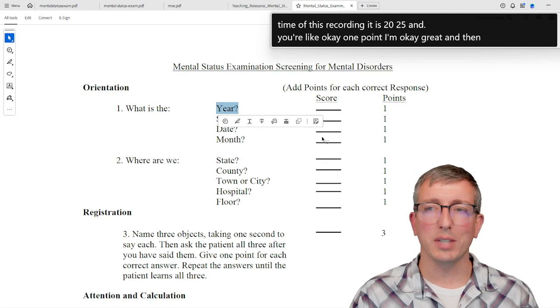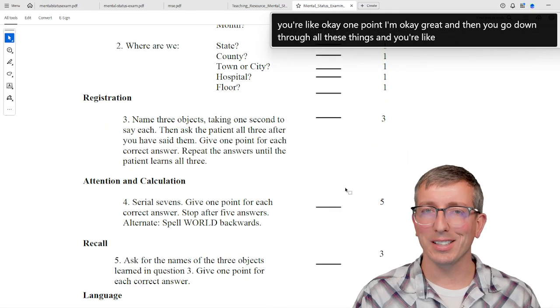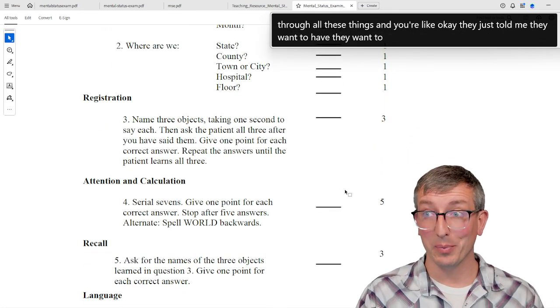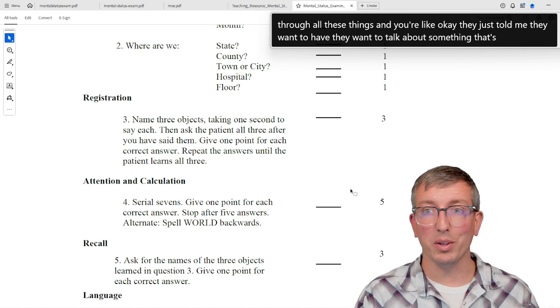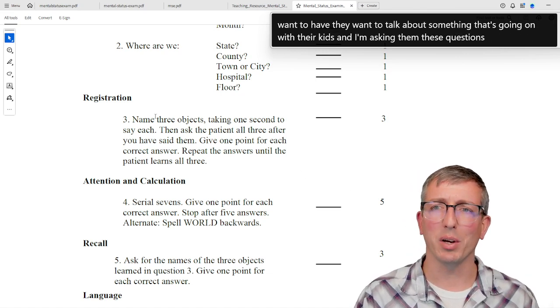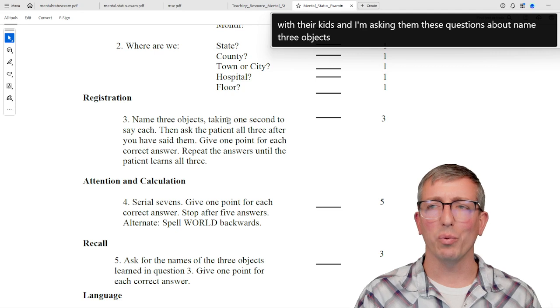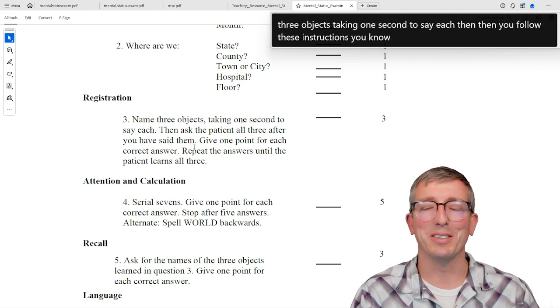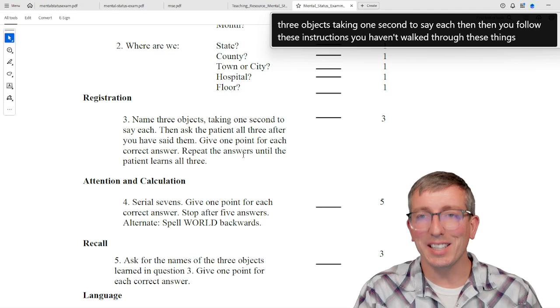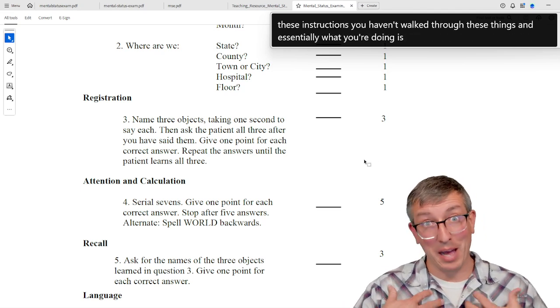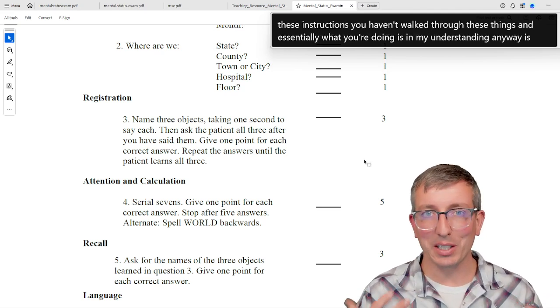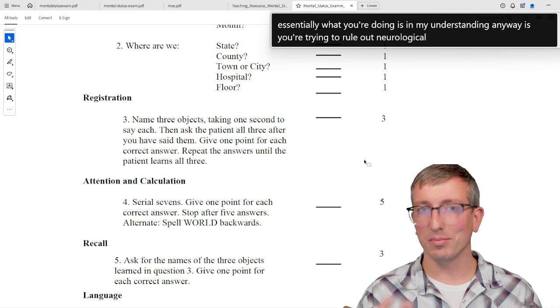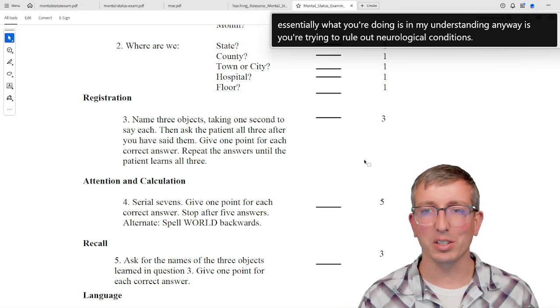Okay, great. And then you go down through all these things, and they just told me they want to talk about something that's going on with their kids, and I'm asking them these questions about naming 3 objects, taking 1 second to say each, then following these instructions. Essentially what you're doing, in my understanding anyway, is trying to rule out neurological conditions or dysfunctions or something like that.